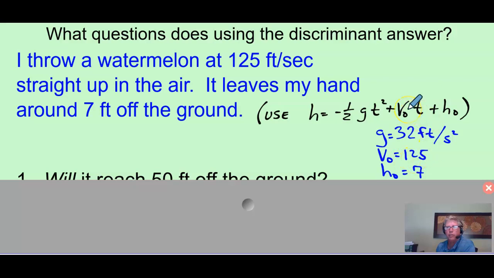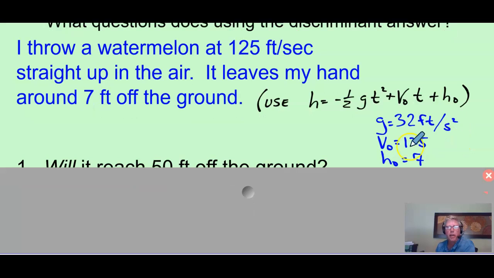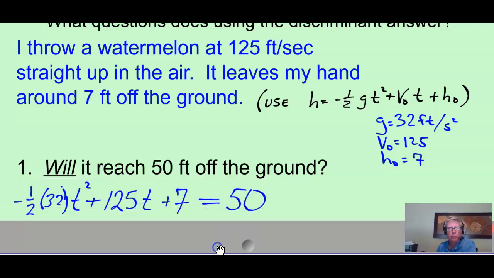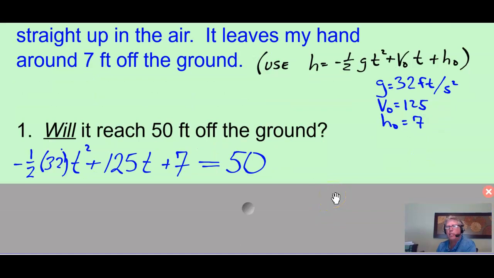V0 is the initial velocity, and 7 is the initial height. So I might ask a crazy question like, will that watermelon get up to 50 feet? Well, all I have to do is plug it in. I plug in my G, my V0, my initial height, and the 50. All I have to do now is solve that equation and figure out that t value. But I didn't ask when, I asked will it.